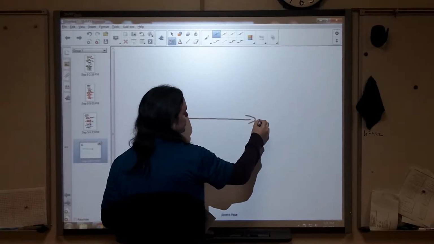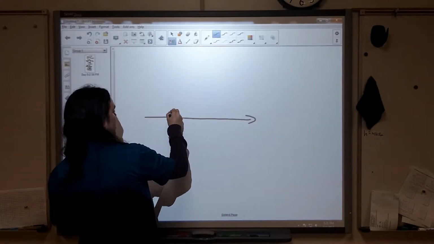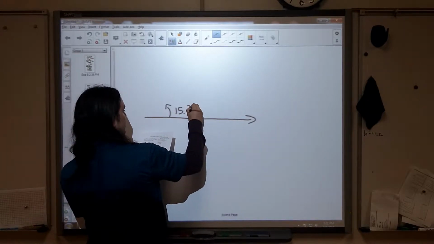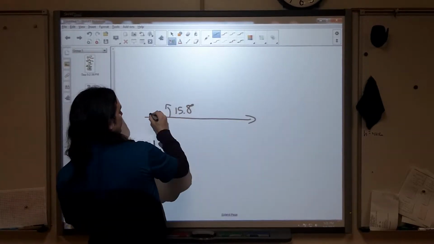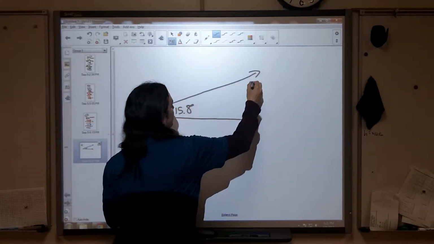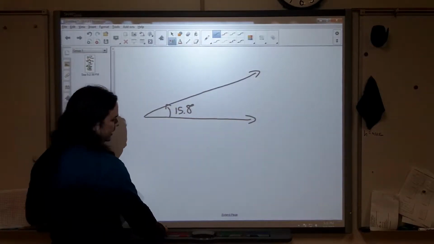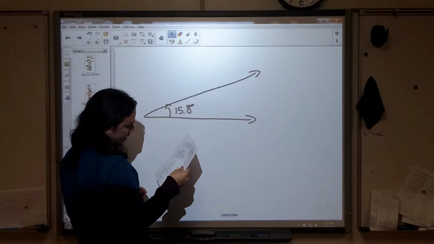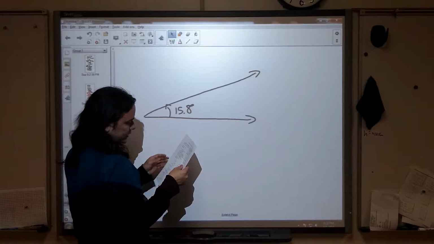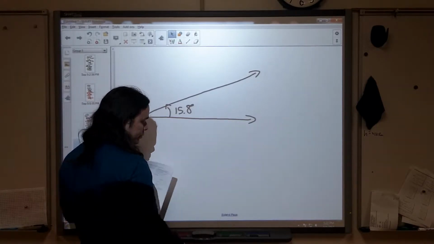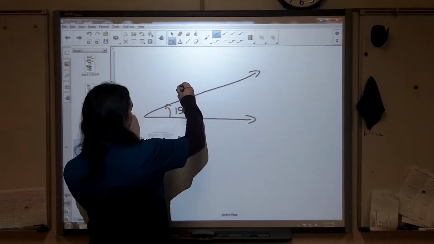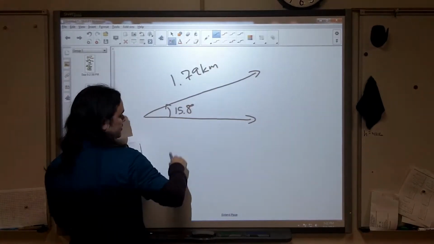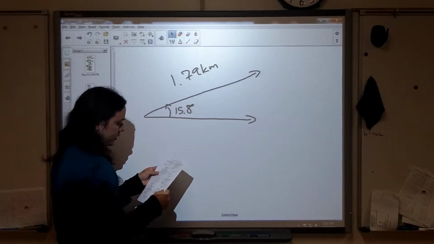Basically, what it means is if this is due east, then we would go 15.8 degrees north, so up from that. It looks like this. In fact, this is actually what we're already used to because east would be the 0 degree mark. So 1.79 kilometers at 15.8 degrees is how we would actually write it. And you'll notice that this is measured from the positive x-axis, so that's perfectly fine.